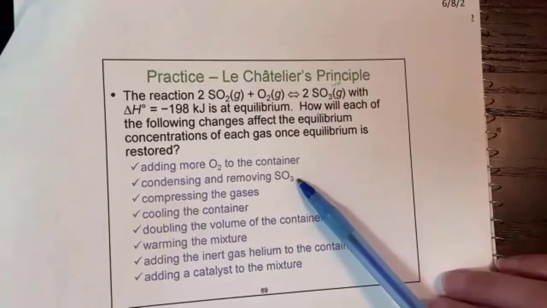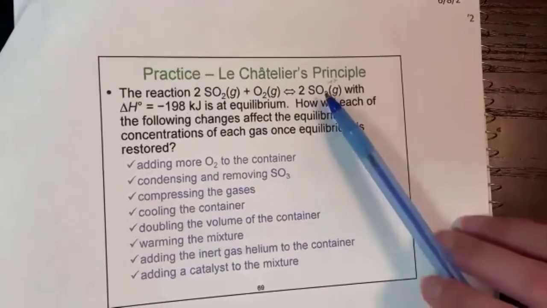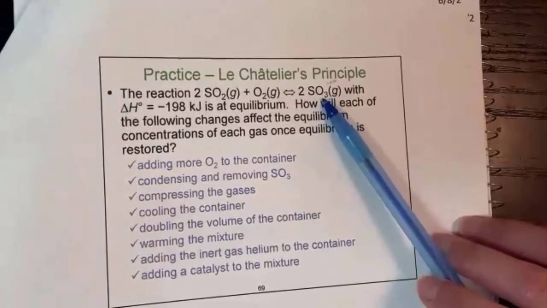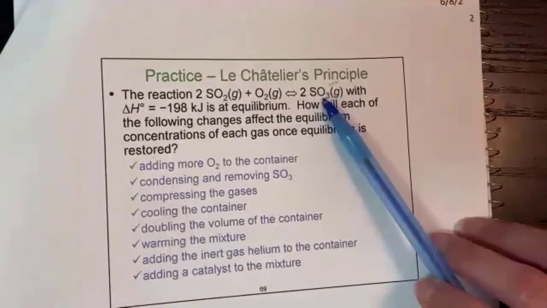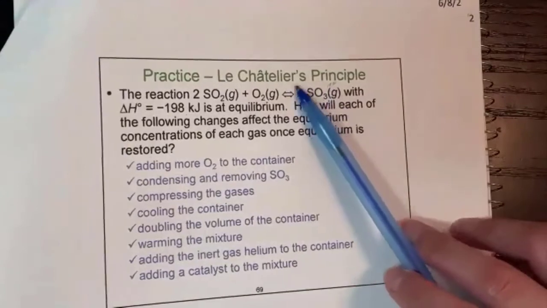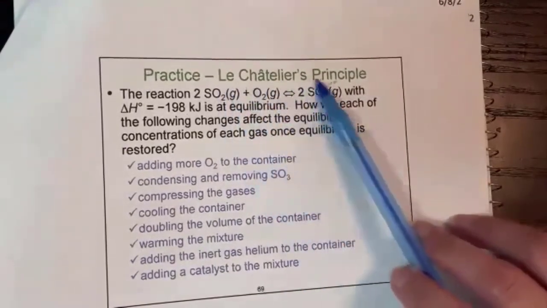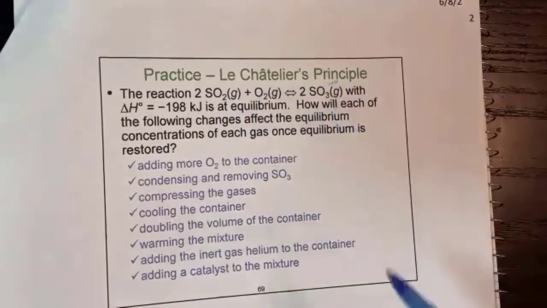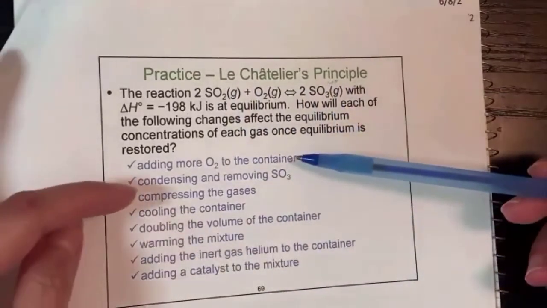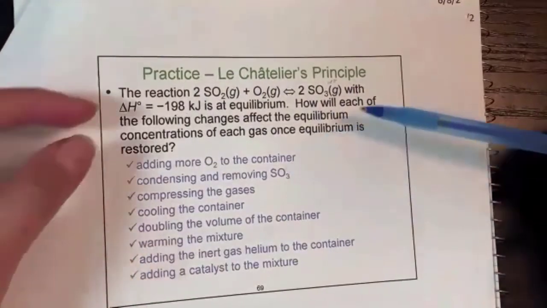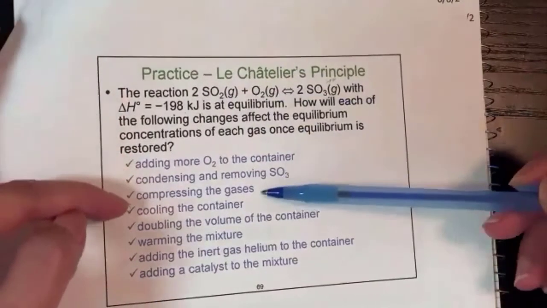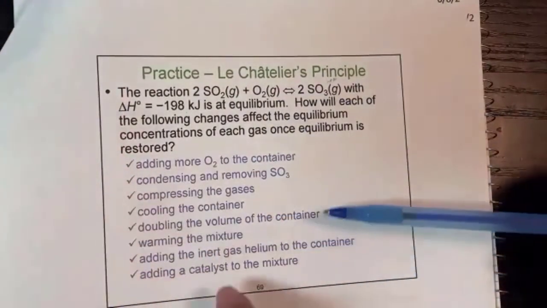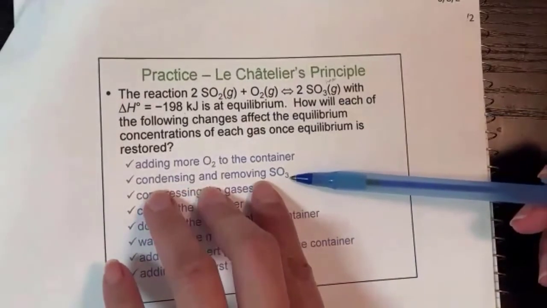Now the next question is condensing and removing SO3. So you're removing a product, and now you won't have enough product. Which way will it shift? If you remove the product, you don't have enough of this, so since this is on the right side, it would shift to the right again. Very good. So these questions are basically like, this is one question, here's another one. When you see the question, it will just be, what happens if you do this? I'm just combining a lot of these things together, okay? The second one also shifts towards the right.